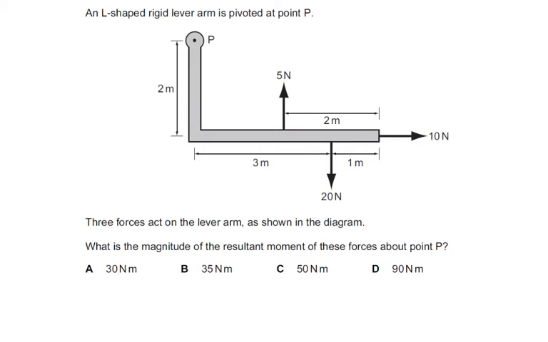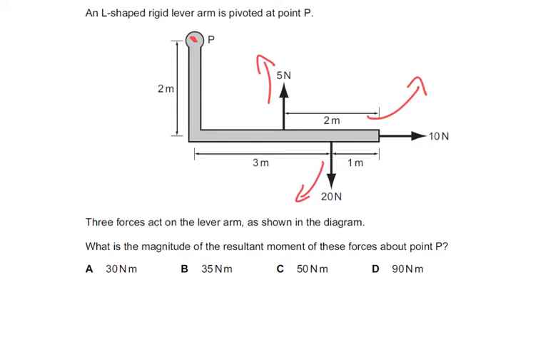Okay, an L-shaped rigid lever is pivoted at point P, which is just there. 3 forces act on the lever as shown in the diagram. What's the magnitude of the resultant moment of these forces about point P? Well, this here is going to cause a clockwise rotation. This force here is going to cause an anti-clockwise rotation, and so is this force here.